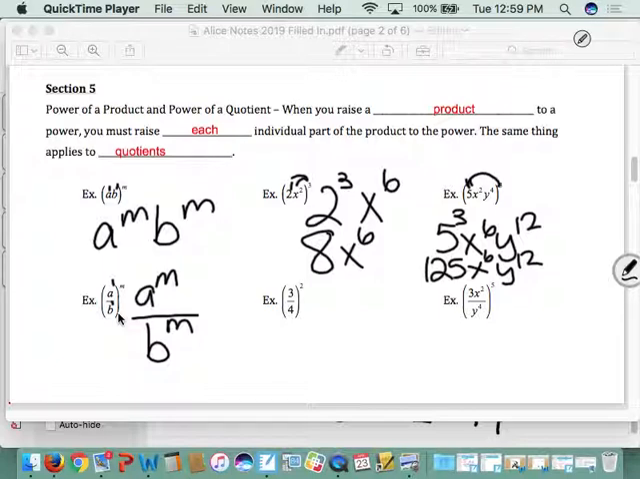So again, on this next example, it's 3 to the first over 4 to the first. 1 times 2 is 2. 1 times 2 is 2. And off of your pink sheet then, 3 squared is 9, and 4 squared is 16.